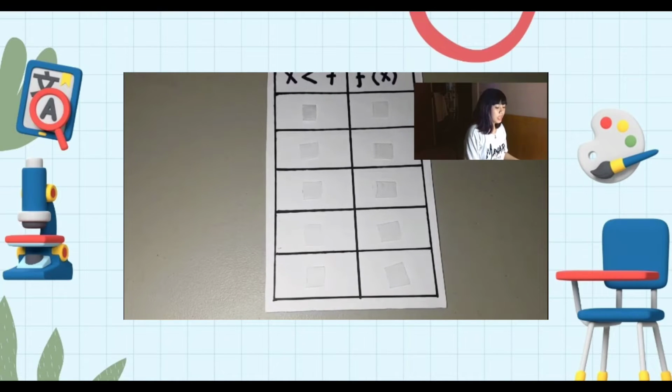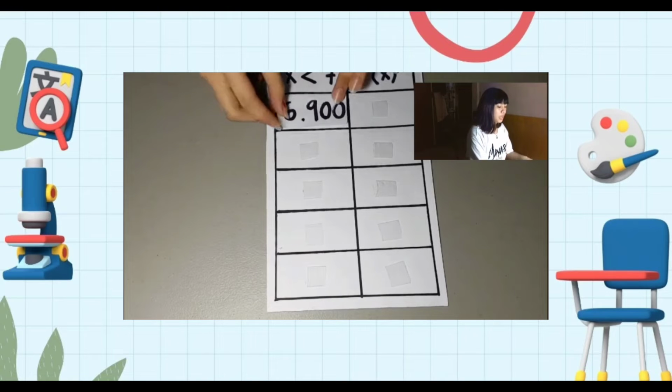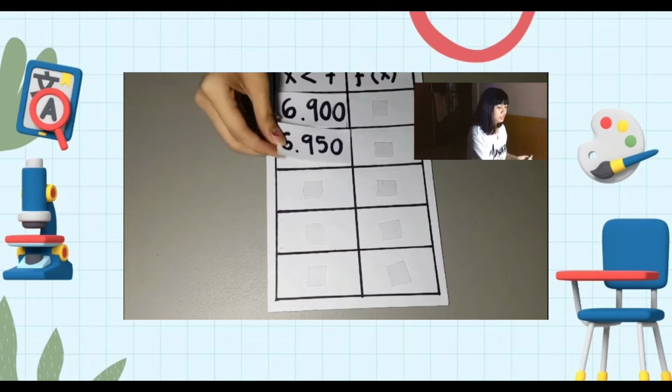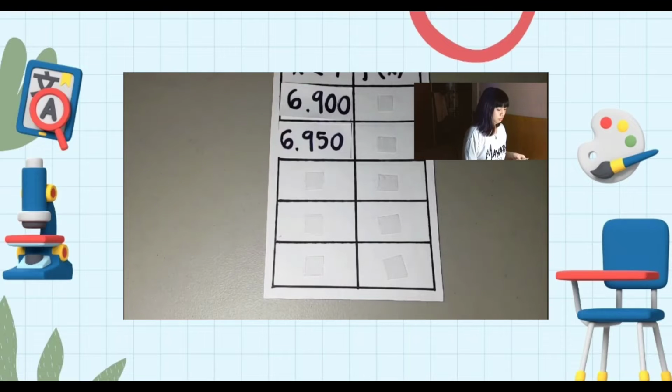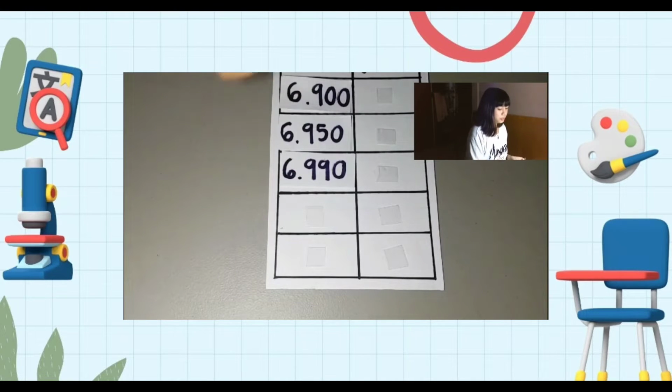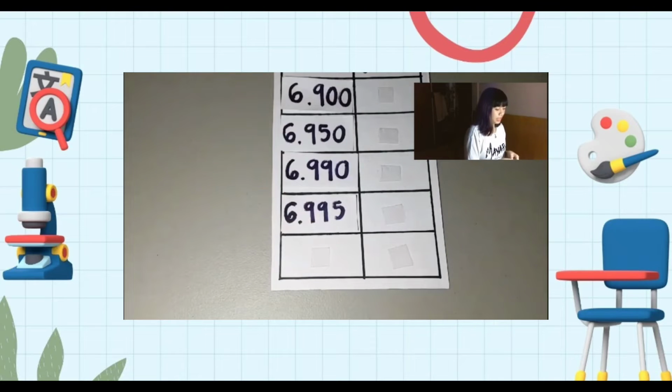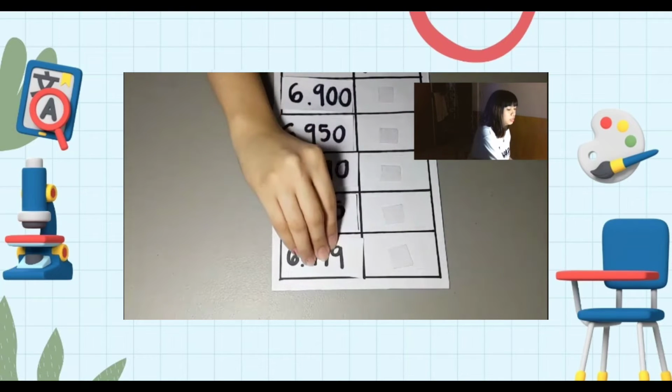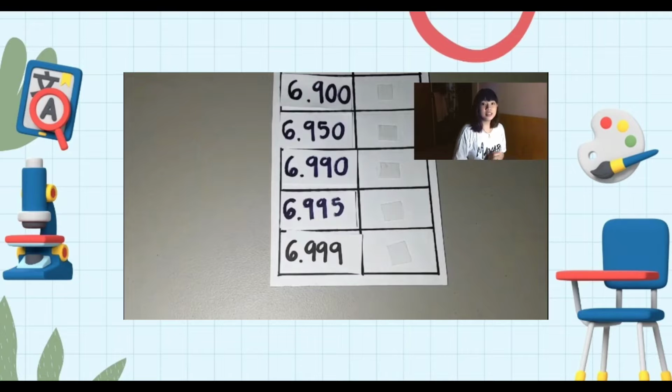It says here that x is less than 7. So we need to think of values that are less than 7 but still close to the number 7. So here we can input 6.900, 6.950, 6.990, 6.995, and 6.999. These are values that are less than 7 but still close to number 7.